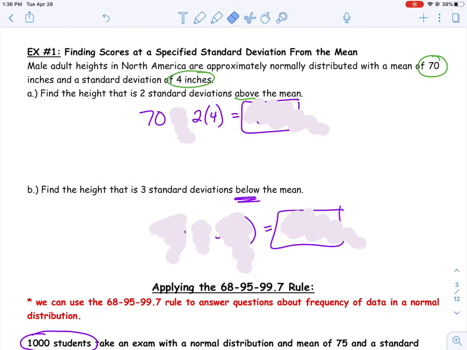And if we want to make sure we find the height that is above the mean, then we want to take that 8 and add it to our mean so that we are at 78 inches. If our mean was 70 and we're 2 standard deviations, which means 4 each, then we end up at a height of 78 inches. So if I say I'm 2 standard deviations above the mean, then that means I'm a height of 78 inches.